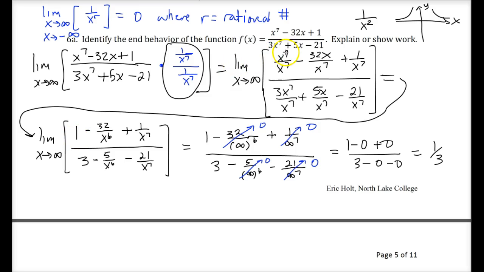So I know that x raised to the 7th divided by itself is just 1. For the second term, we have x in the numerator, x raised to the 7th in the denominator. So we know that a pair of those x's will reduce to 1. And then, of course, in that last term in the numerator, we don't have anything to reduce. We just keep it as is. And, of course, we do the same sort of similar thing in the denominator, and we get 3 minus 5 over 6x minus 21 over x raised to the 7th.